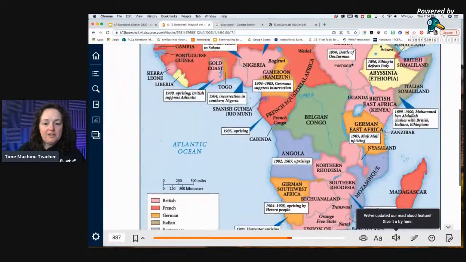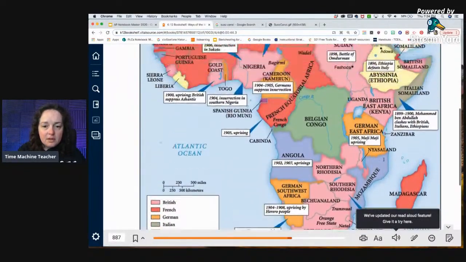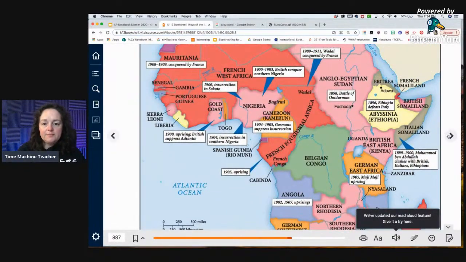Here's the map of how things were divided up. So you can check that out later.